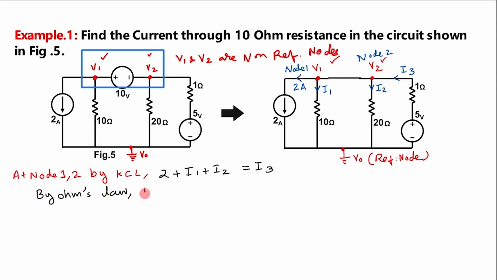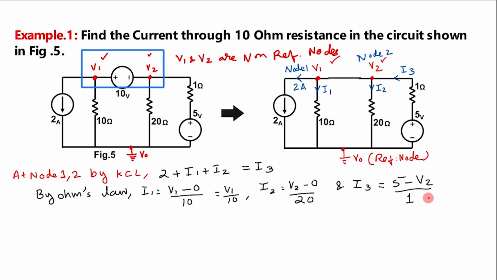By Ohm's law, I1 is equal to V1 minus 0 divided by resistance 10 ohm, that is V1 by 10. I2 is equal to V2 minus 0 divided by resistance 20, and I3 is equal to, see here voltage is V2 while here the voltage is 5 volt. So the difference in voltage is 5 volt minus V2 divided by resistance 1. Let this current equation be equation 1.